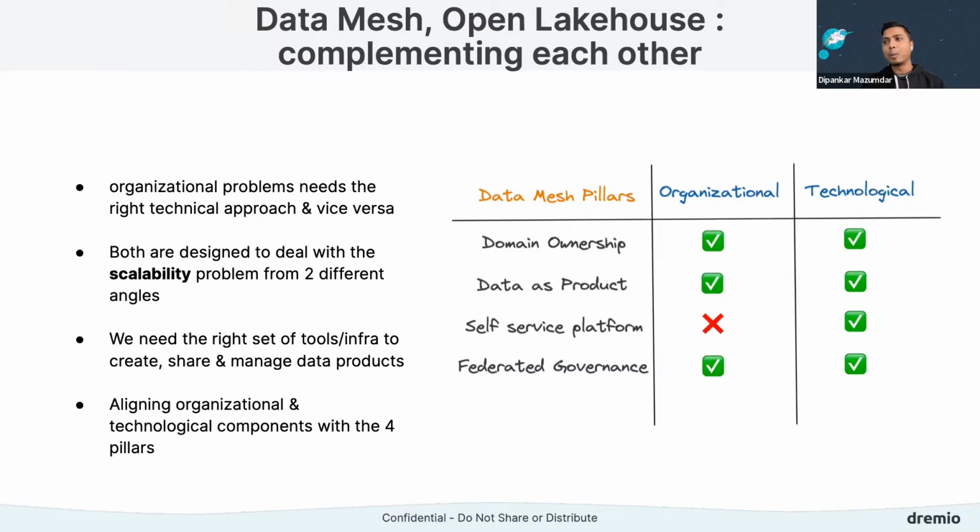The self-service platform is the only pillar that is more technological than organizational, but it also involves a lot of focus on having the right set of tools or infrastructure to support the entire strategy of data mesh, right? What we essentially want is one centralized data engineering team to be able to manage and provide a self-service platform, and each of the domains to adopt those tools and platform and build on top of that. And obviously they can add new requirements and new tools as they grow, right?